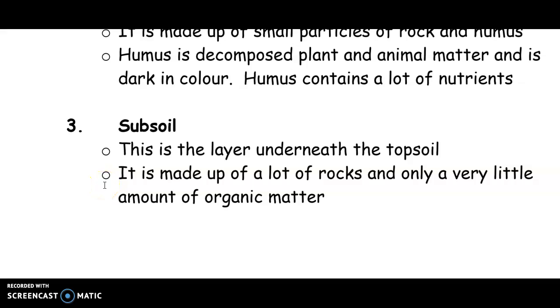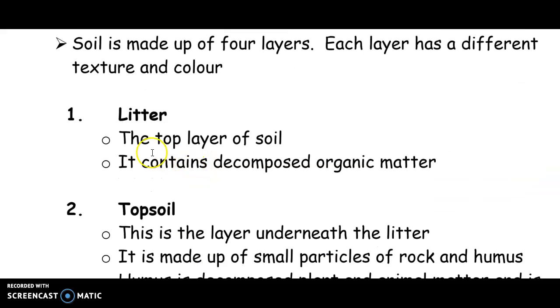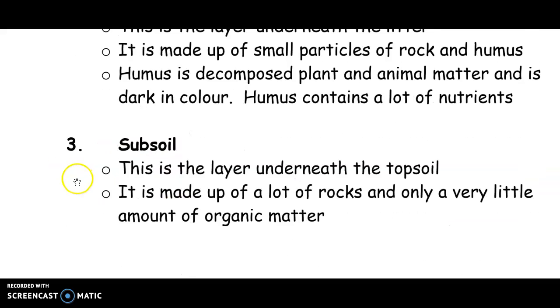Okay, so the next layer underneath the topsoil is called subsoil. So this is the layer underneath the topsoil. So we're kind of going down. So litter, then topsoil is underneath that. Subsoil is underneath that. So this is now where you begin to have more and more rocks in the component of the soil. So there's less organic matter, there's less nutrients, and the color actually becomes a lighter color.